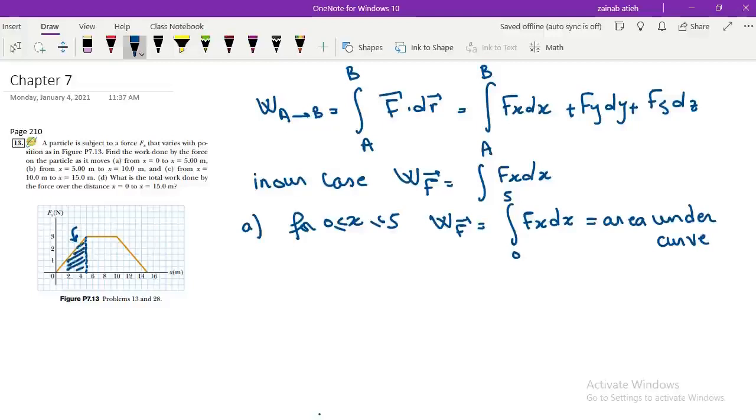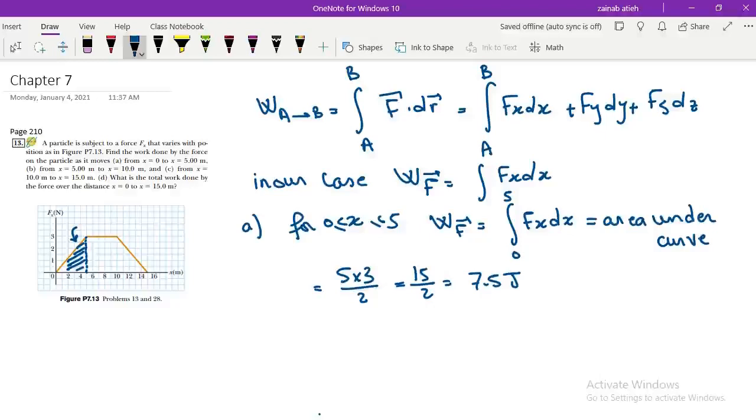So without finding the equation of the straight line, I can directly write the work as equal to the area of the triangle. So we've got here 5 times 3 over 2, base times height over 2. We will get 15 over 2, which is 7.5 joule. Don't forget that the unit of work is joule. This is for part A.